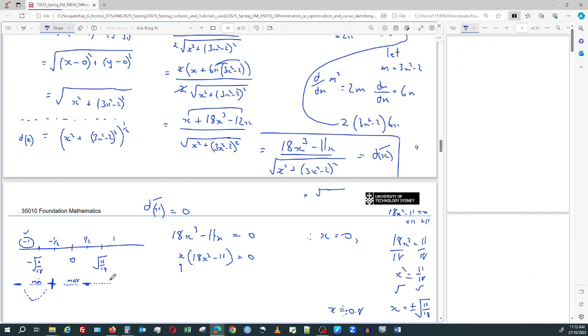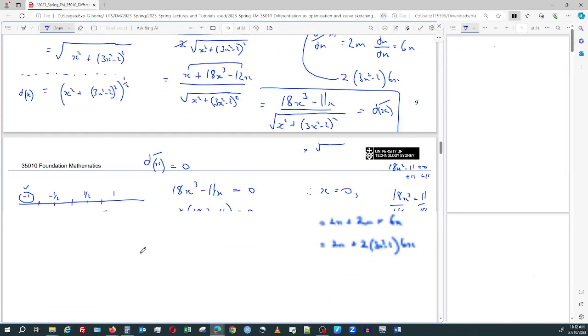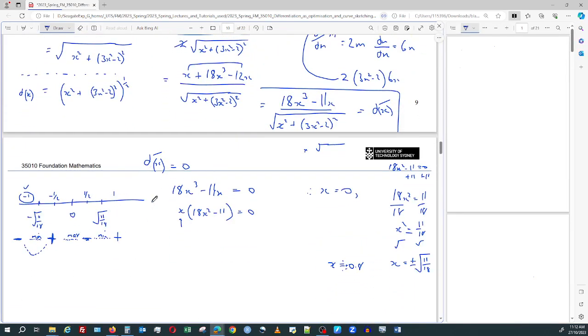Very good. And then for this one, 1. So 18 minus 11 is a positive. So we've got a change of sign yet again. So this means this is a min. So it's a very complicated way, I understand that, of checking, but we need to check these functions as they come out to us. Okay?